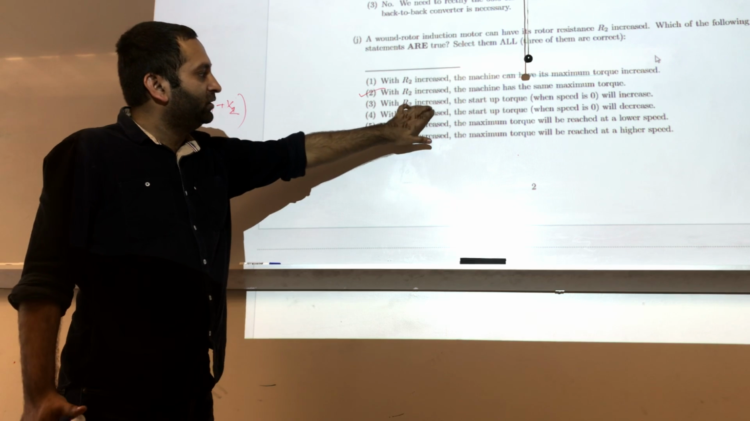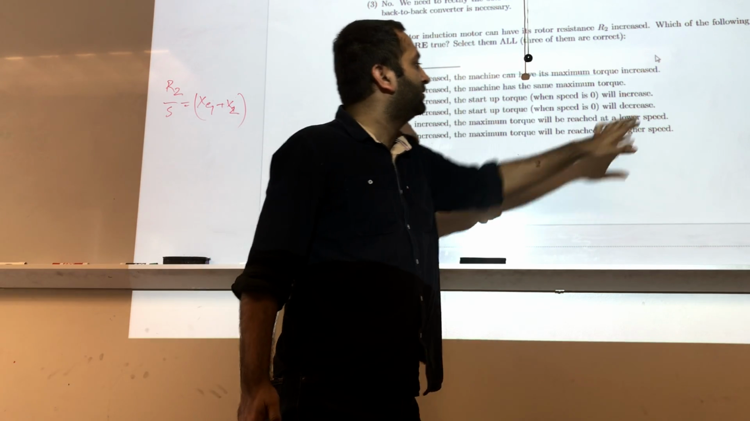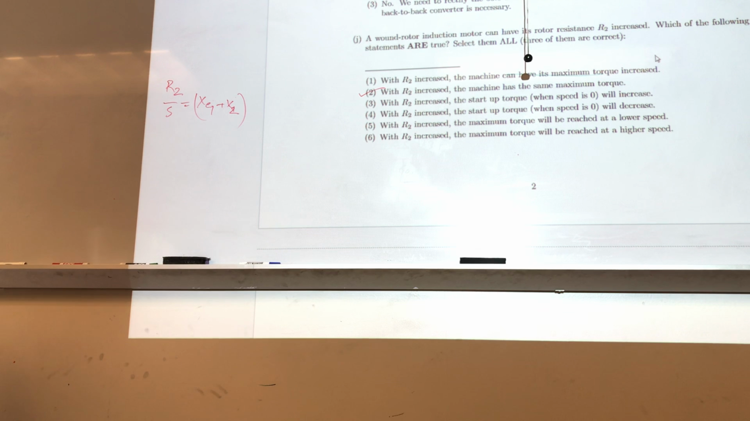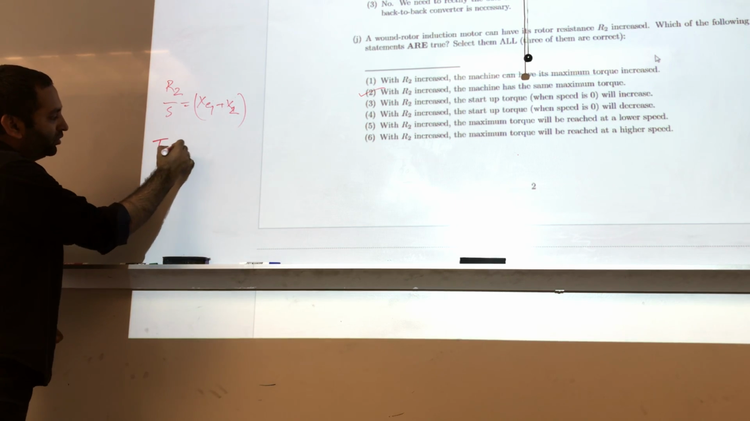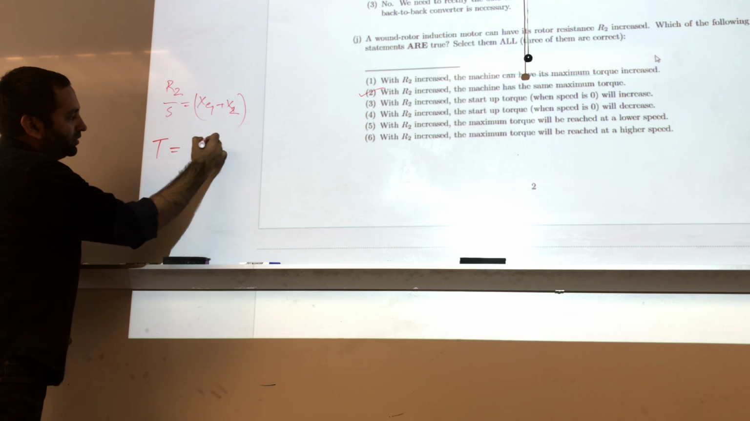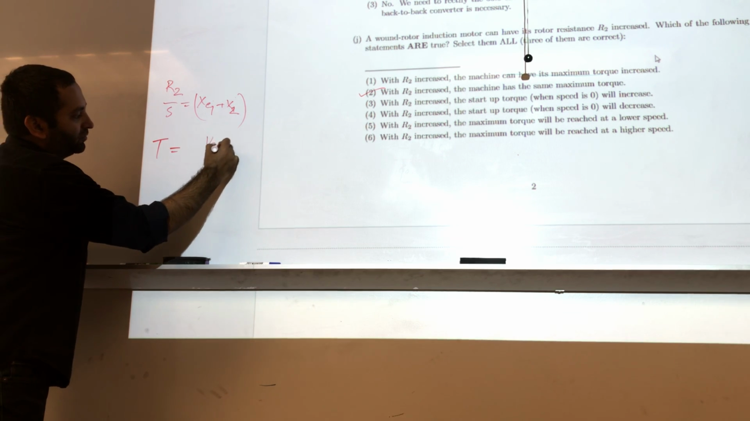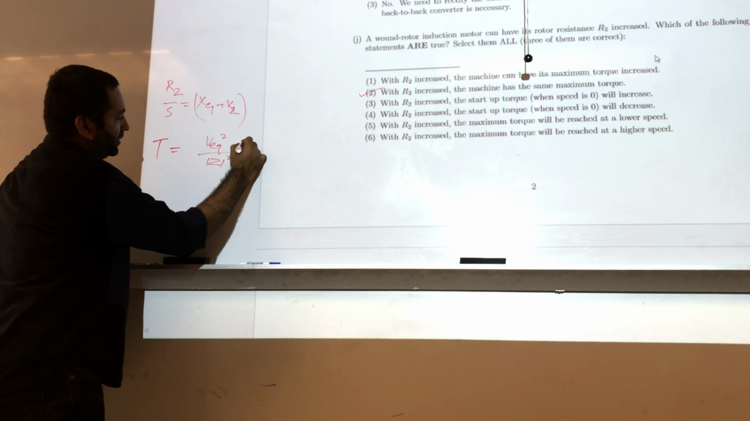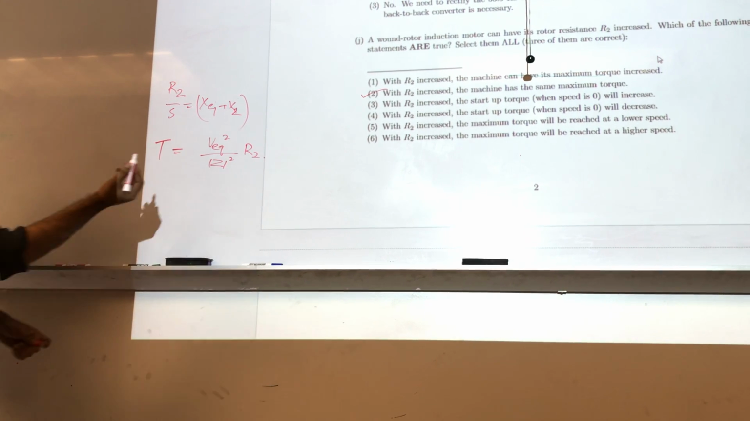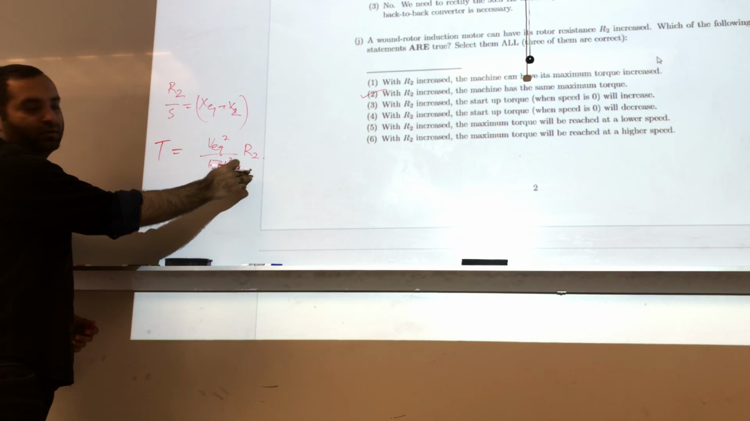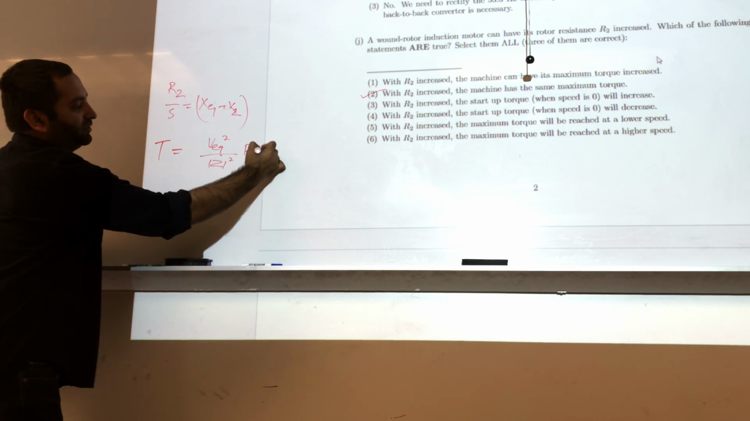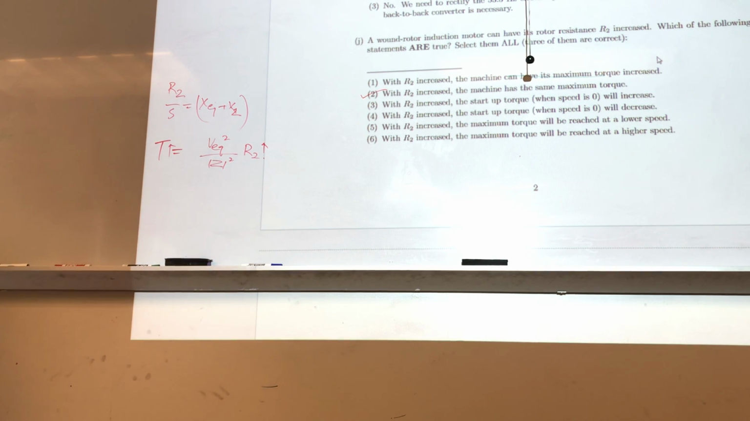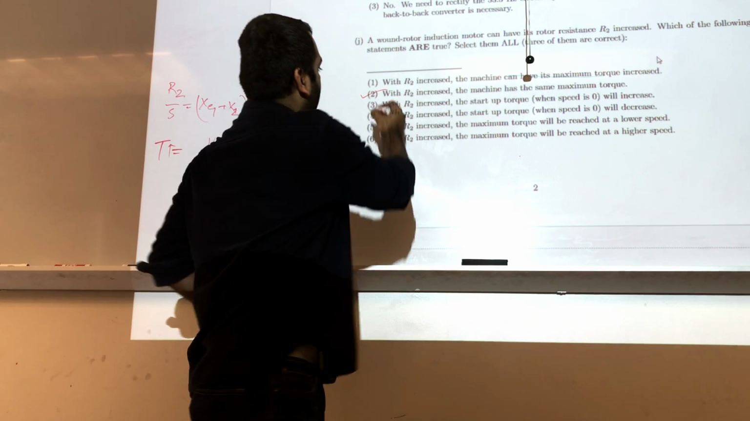Then what does it say? When R2 increases, the startup torque will increase. So what is startup torque? What is the slip at starting? It's 1. So if you write the equation, the torque is proportional to V squared over C squared times R2, because it's I squared R2, and slip is 1. So it's just dependent on R2. If R2 increases, torque also increases. So it will be 3.